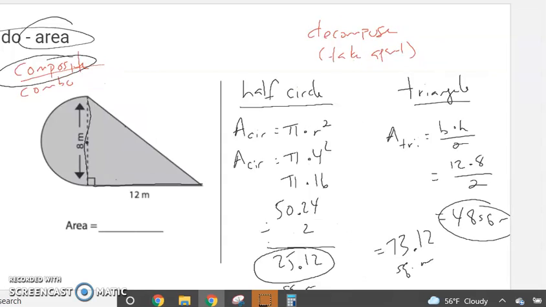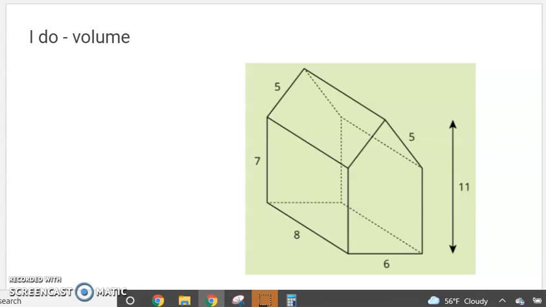Composite figures can also be three-dimensional and in volume. So here's a house-shaped figure. It is also a composite figure. Remember, composite means combo. When I see this house-shaped figure, what I see is, if I were to cut it here, which would also be back here, if I were to mark those things, there is a triangular prism on top and a rectangular prism on bottom.